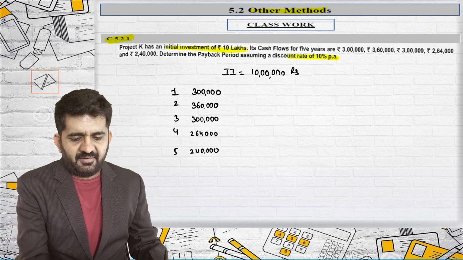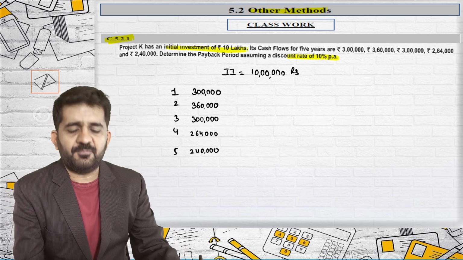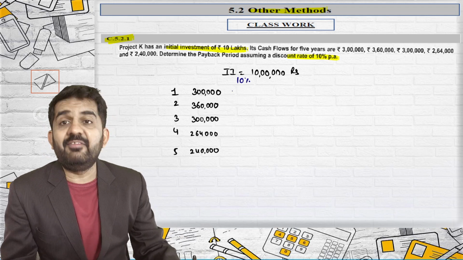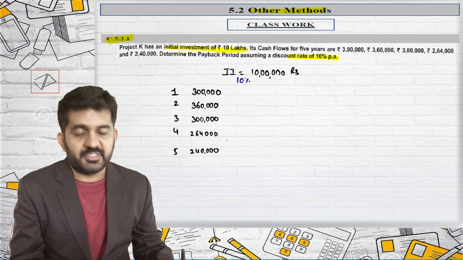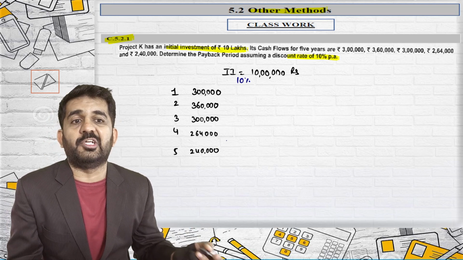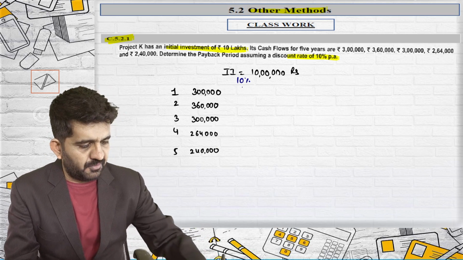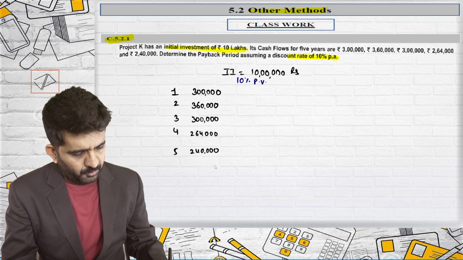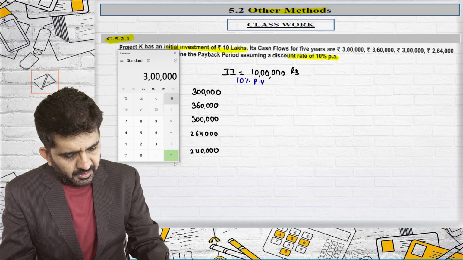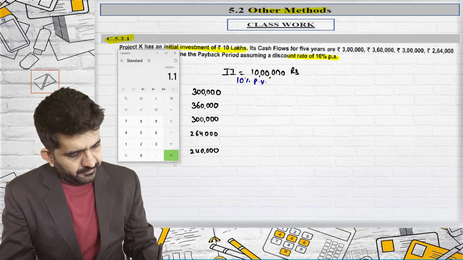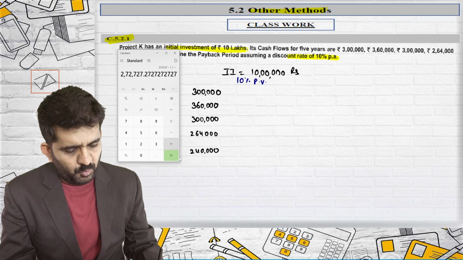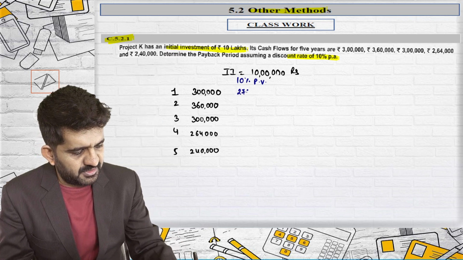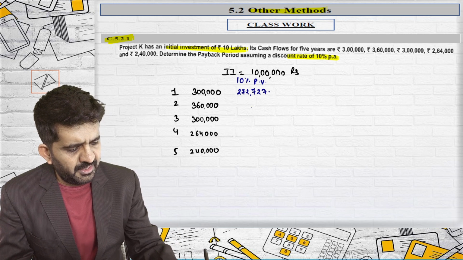So at what rate will I be discounting this cash flow? At the rate of 10%. Now I will have to find out individual figures. I cannot do the total. I don't want NPV. I want individual figures. So present value at the rate of 10%, I'll be finding it out. 3 lakh divided by 1.1 is 2,72,727.